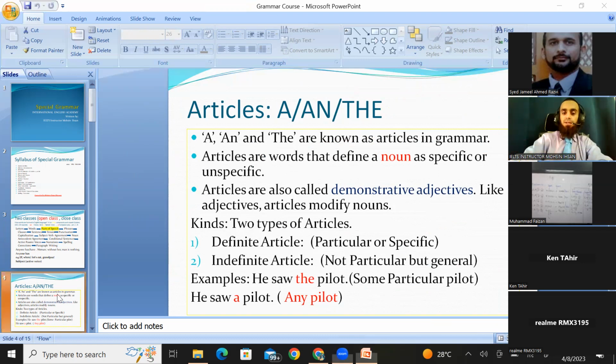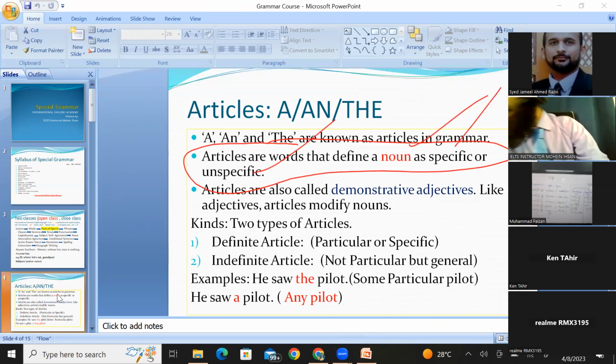Just look at the second statement. Articles are words that define a noun as specific or unspecific. Like if I say the mobile phone, now it means the specific one. But if I say a mobile phone, now a mobile phone means an unspecific one. And if I say I met a doctor, it means any doctor. But if I say I met the doctor, it means the specific one which is known to you, right? Which is known to a listener.